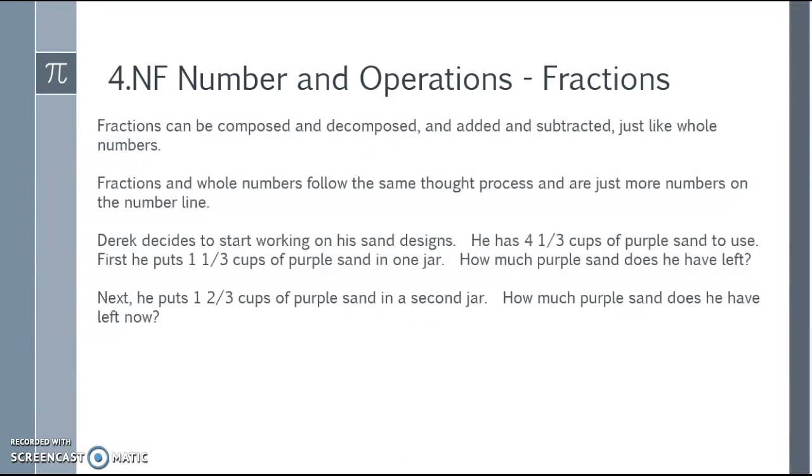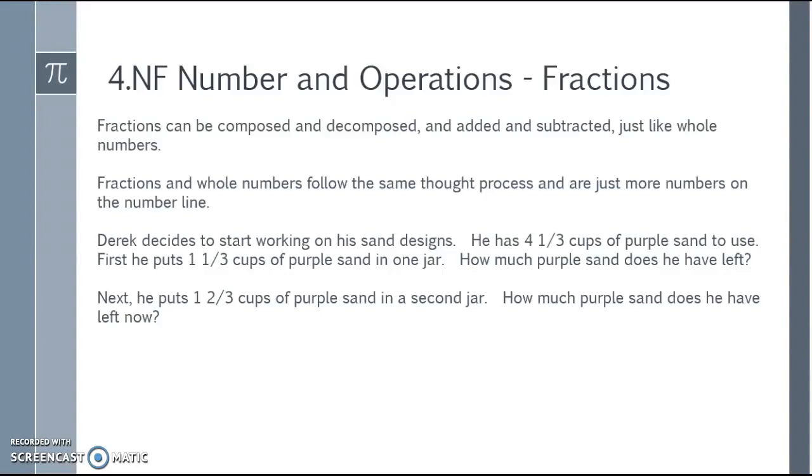Just like whole numbers, fractions can be composed and decomposed, added and subtracted. Fractions and whole numbers follow the same thought process and are just more numbers on the number line. And I know I keep saying that, but if students are to understand that they're just like any other number, they're not to be afraid of them. So reiterating that is super important to me.